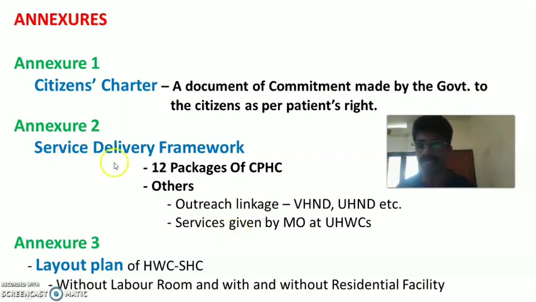Okay, so these all come under the service delivery framework. In detail and in depth it is mentioned in Annexure 2. Annexure 3 has 4 layouts or blueprints of the health and wellness center and the sub-health center. Okay, so how to construct, that blueprint is given. Actually there are 4 layouts, that is how to construct a health and wellness center without labor room, and with and without residential facility. So with the residential facility and without residential facility, the layout plan or blueprint is clearly given in Annexure 3 about the health and wellness center, sub-health center.